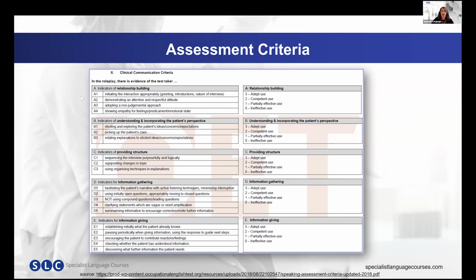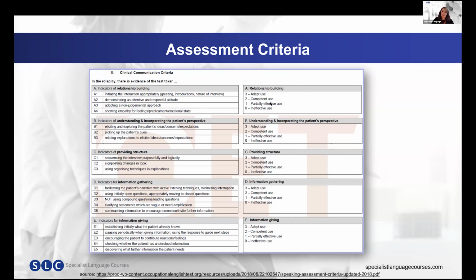So for example, in order to build a good relationship in an OET role play, you need to initiate the interaction, the conversation appropriately. You need to demonstrate an attentive and respectful attitude, and you should be non-judgmental, and you should also show empathy. So for each of the different criteria, you can see these sub-criteria that will help you to make sure that you are demonstrating each of the clinical communication criteria.